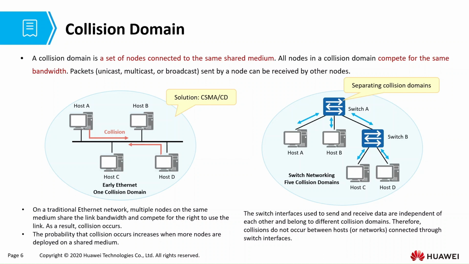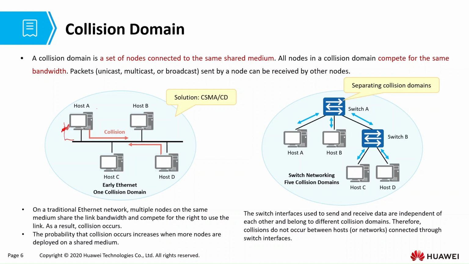So for example, if host A wants to send out its data and CSMA/CD is enabled, host A will sense the network to check whether host B, host C, and host D are sending out data or not. If they are sending data on the same network, I will not send first. I will wait.